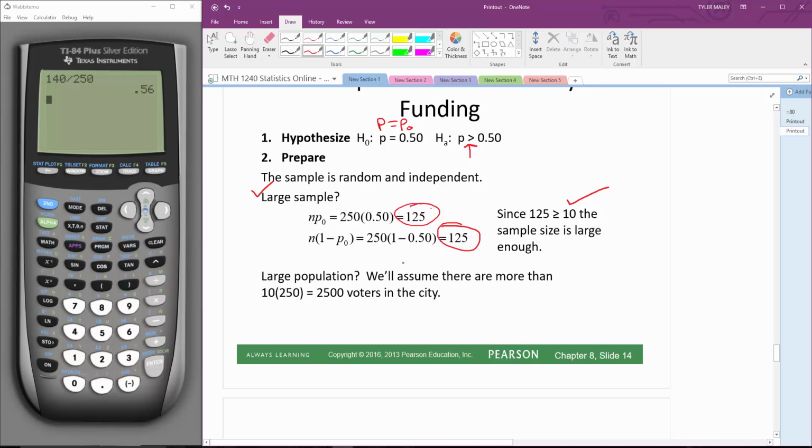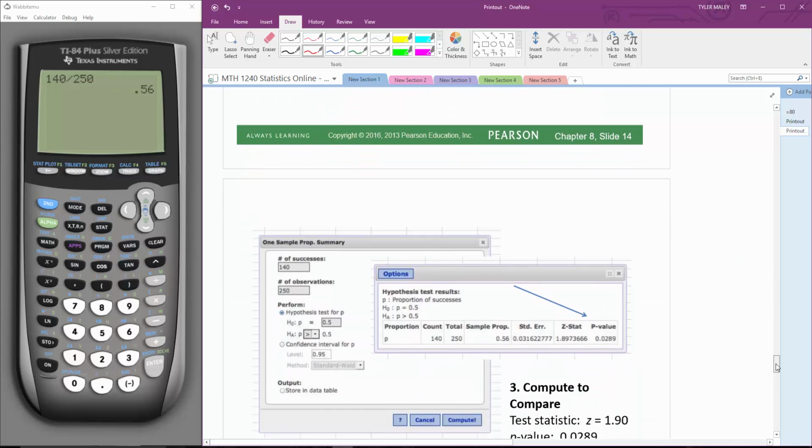Next, check the large population. So we need to assume that there's more than 2,500 voters in the city, and that seems like a fair assumption, right? So a city we could assume has 2,500 voters. So that's good, we checked all of those assumptions.